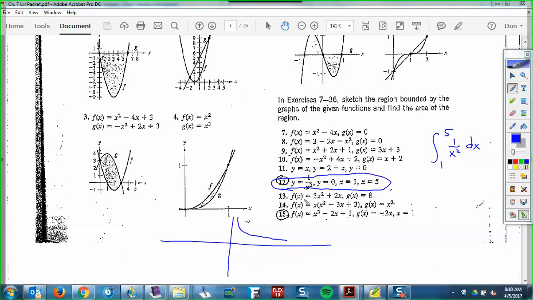All right, so bounded by the x-axis, x equals 1, which is right there, x equals 5, which is right there. So that's a pretty obvious one. And then the strip idea, right? Again, the reason I want to emphasize this is because it's so important for what we're doing today.